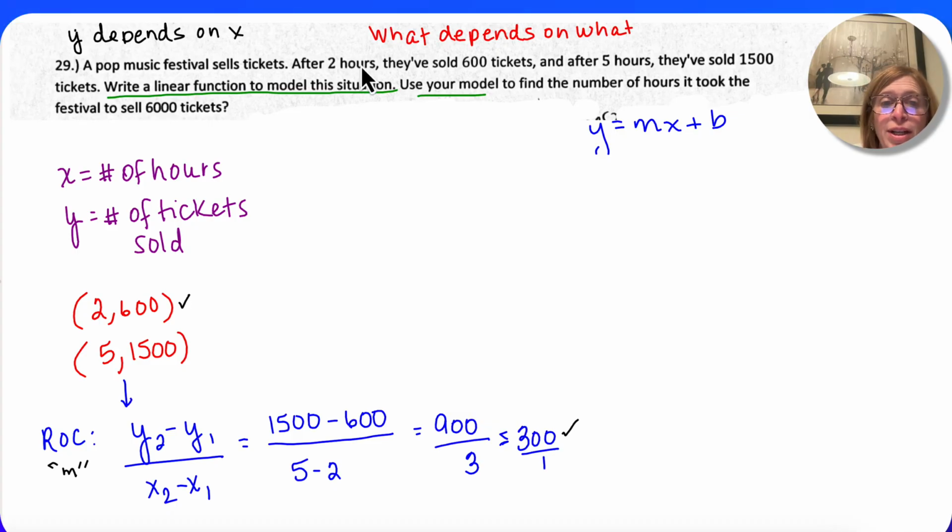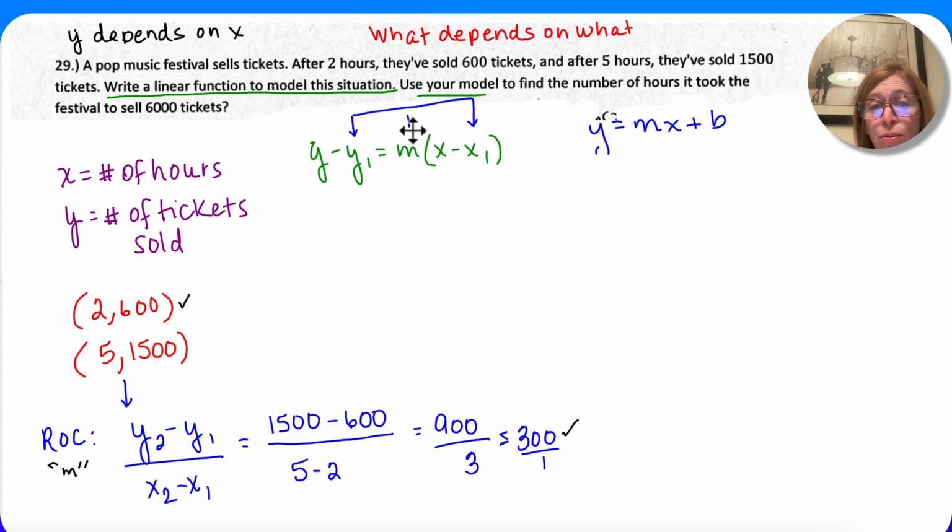How would I do that? I would use the formula y minus y1 equals m times x minus x1, and plug in my point, x1, y1, and my slope. So that's going to be y minus 600 equals 300 times x minus 2. Now remember, I said when it says linear function, we really should put it into y equals mx plus b, so I'm going to do that.